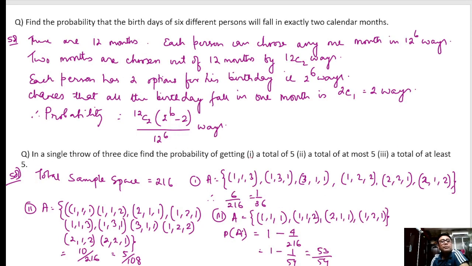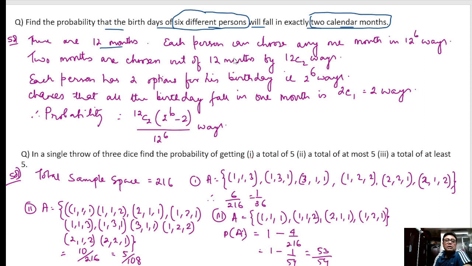Next, friends, find the probability that birthdays of 6 different persons will fall in exactly 2 calendar months. Please watch the sum. There are 6 different persons, and I want their birthdays to fall in 2 calendar months. So watch here, there are 12 months. Out of the 12 months, total probability that the first person can have any one of these 12 months as his birthday.